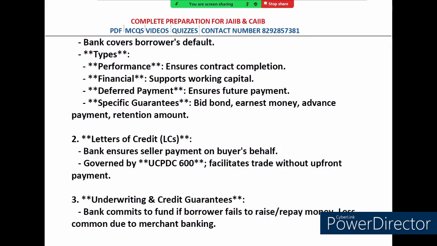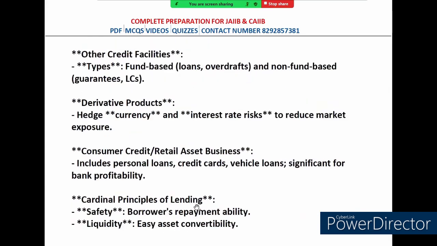LC, letter of credit: the bank ensures payment to the seller on behalf of the buyer. It is governed by UCPDC 600. Now if we talk about underwriting and credit guarantee, the bank agrees to fund a borrower if they fail to raise or repay money. Note, due to the rise of merchant banking, this underwriting and credit guarantee has become less common.